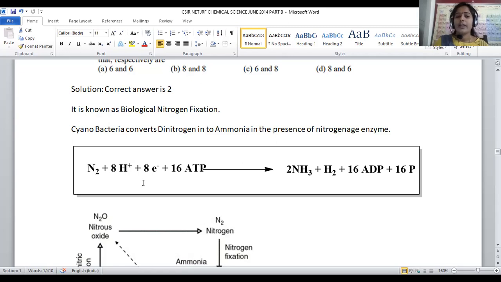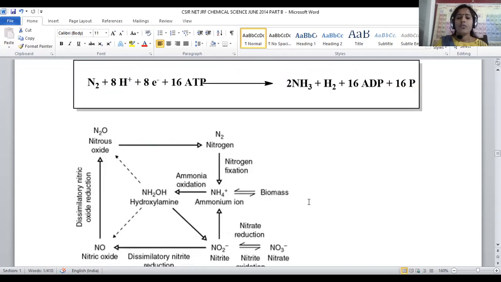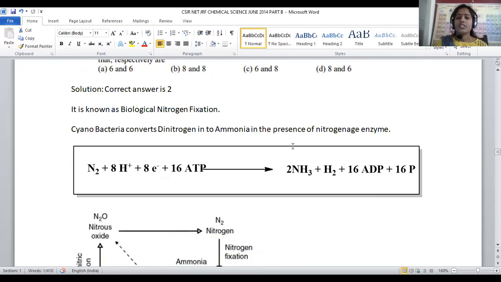So during this reaction, how many hydrogens and electrons? 8 electrons and 8 protons will be absorbed. And this is a process called biological nitrogen fixation. The process is the conversion of nitrogen into ammonia, ammonia to nitrite, and nitrite to nitrate. This is the entire transformation actually. So this entire transformation is said to be biological nitrogen fixation.